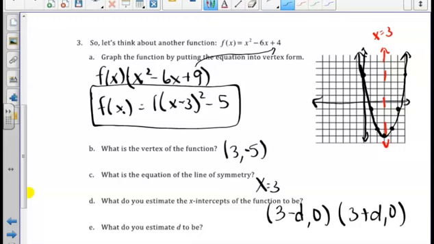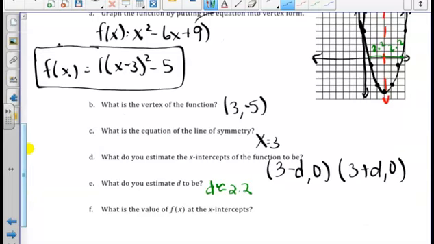Okay, now we're asked to estimate d, the distance from each x-intercept to the axis of symmetry. If I look at that, it definitely looks like it's over 2 whole units. So we could say the distance would be approximately 2.2, and keep in mind we are estimating. I can go to the left and it also looks approximately 2.2. So we would say that d looks like it's approximately 2.2.